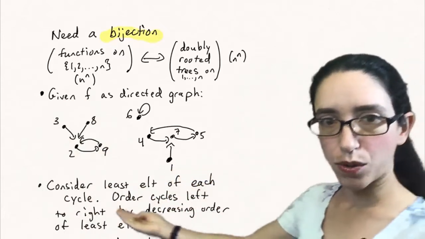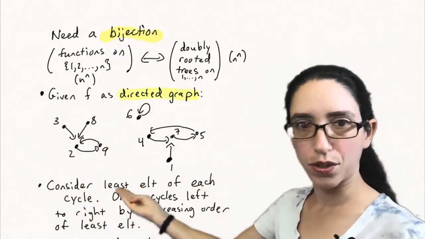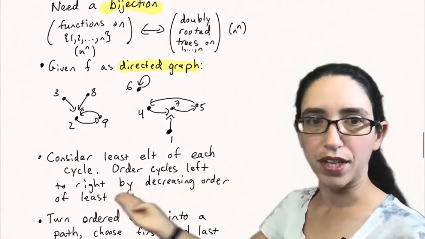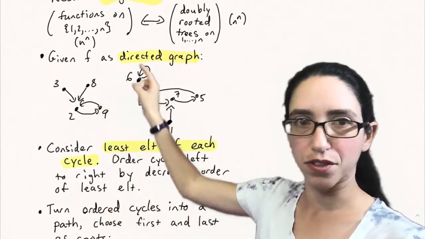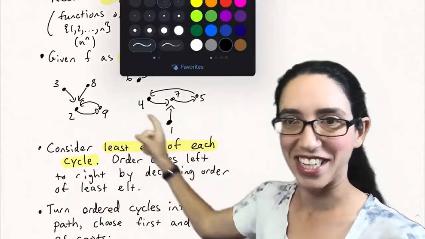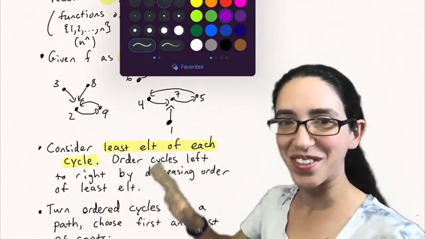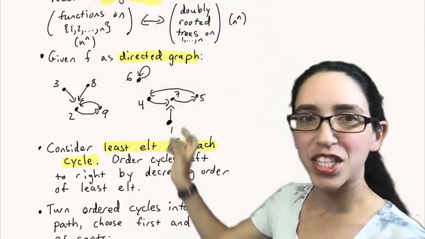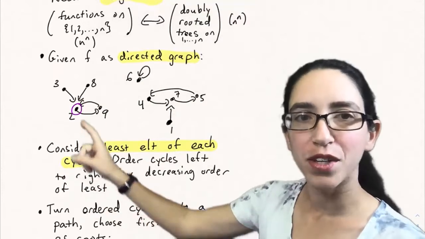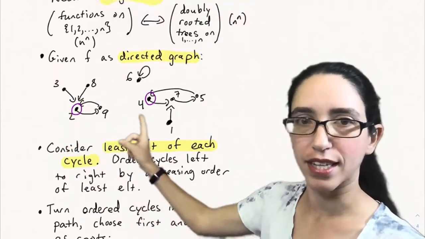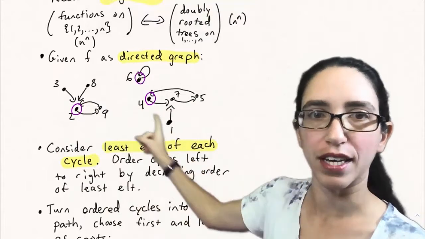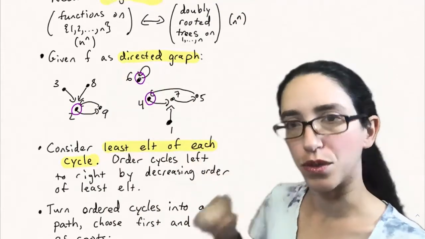And now the trick here is first you consider the least element of every cycle. We first want to look at these cycles because the cycles are really the things that don't look like trees, right? Trees don't have cycles. We want to make them not cycles anymore. So we're going to first put them in an order. You take the least element of each cycle. So 2 is the least element of the 2 and 9 cycle. 4 is the least element of this cycle, and 6 is the least element of its own cycle.